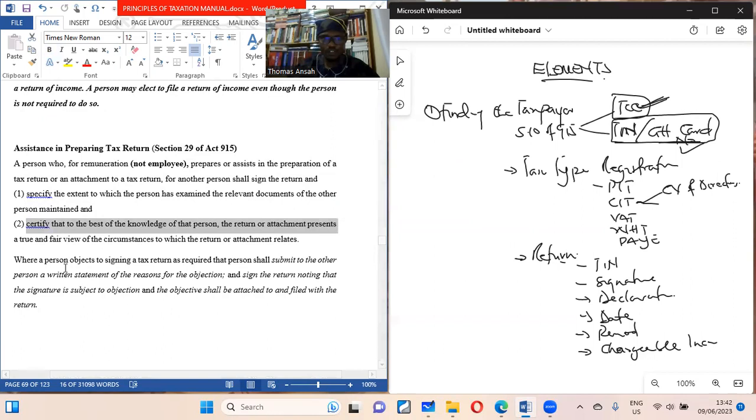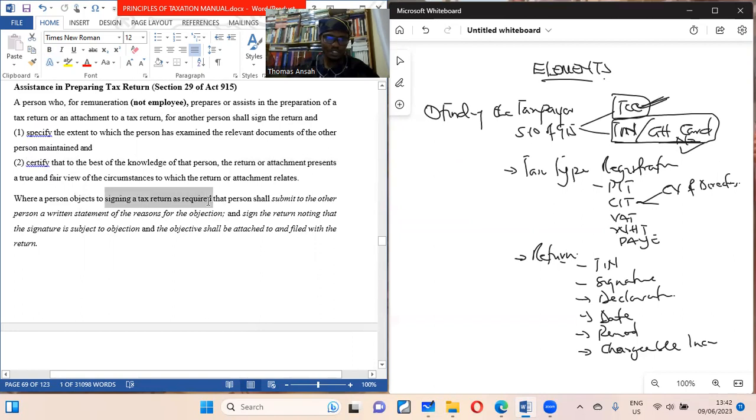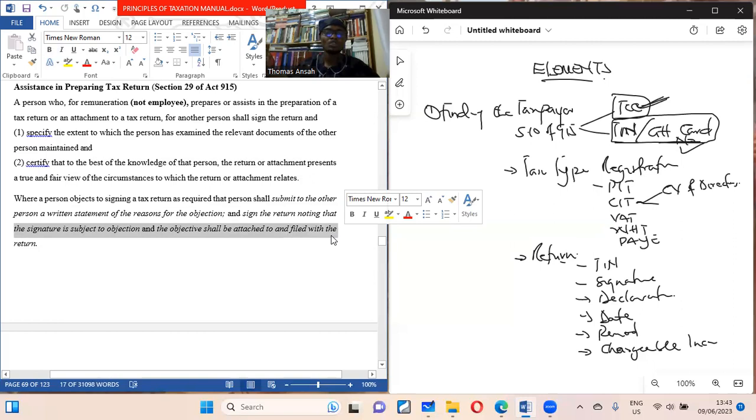What if it is not okay? So that is the question. Where a person objects to signing the tax return as required by that person, the person shall submit to the other person a written statement of why he's objecting. He feels like, no, the thing is not correct. And sign the return, noting that the signature is subject to an objection. So he will attach his reasons of disagreement, which is the objection, but still sign the return to the person.